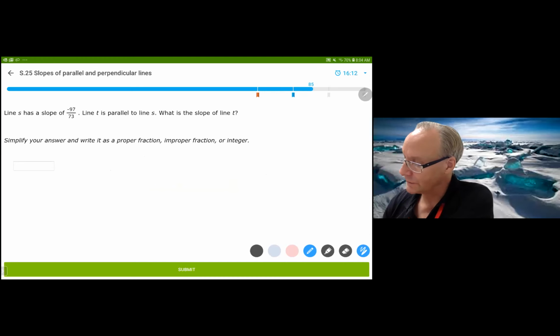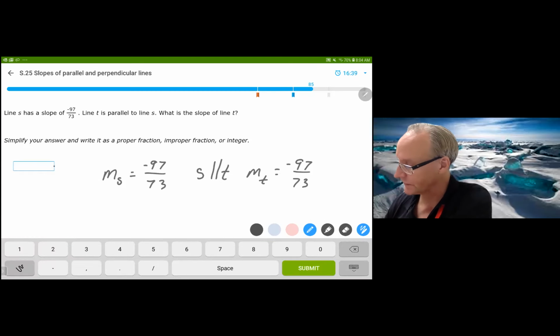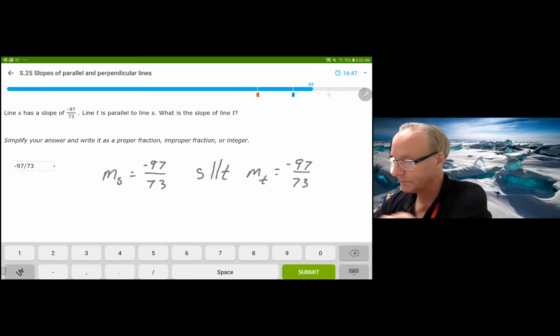Okay, slope of line S. Do you see how notation can sometimes make your life easier? The slope of line S is negative 97 over 73. And S, I wrote it backwards, but it doesn't matter, is parallel to T. So we want the slope of T, which is going to be equal, negative 97 over 73. Not very interesting. Obviously, you could have done this very quickly. I just want to make sure you think about it a little bit. Let me just double check my numbers. Looks good. Parallel. Yep.